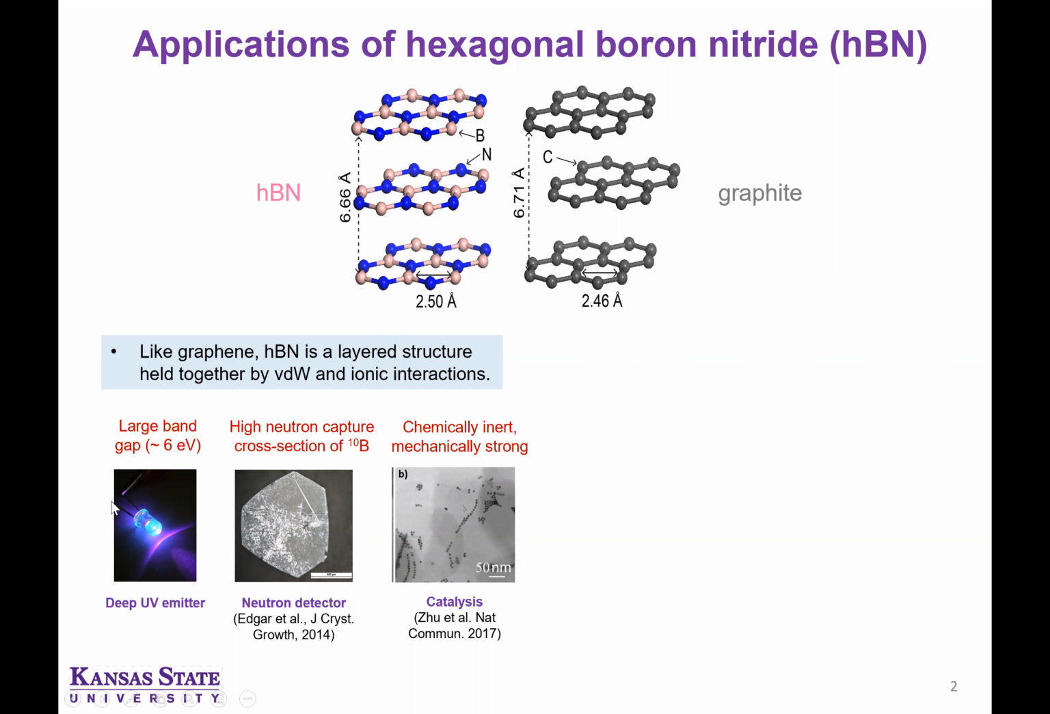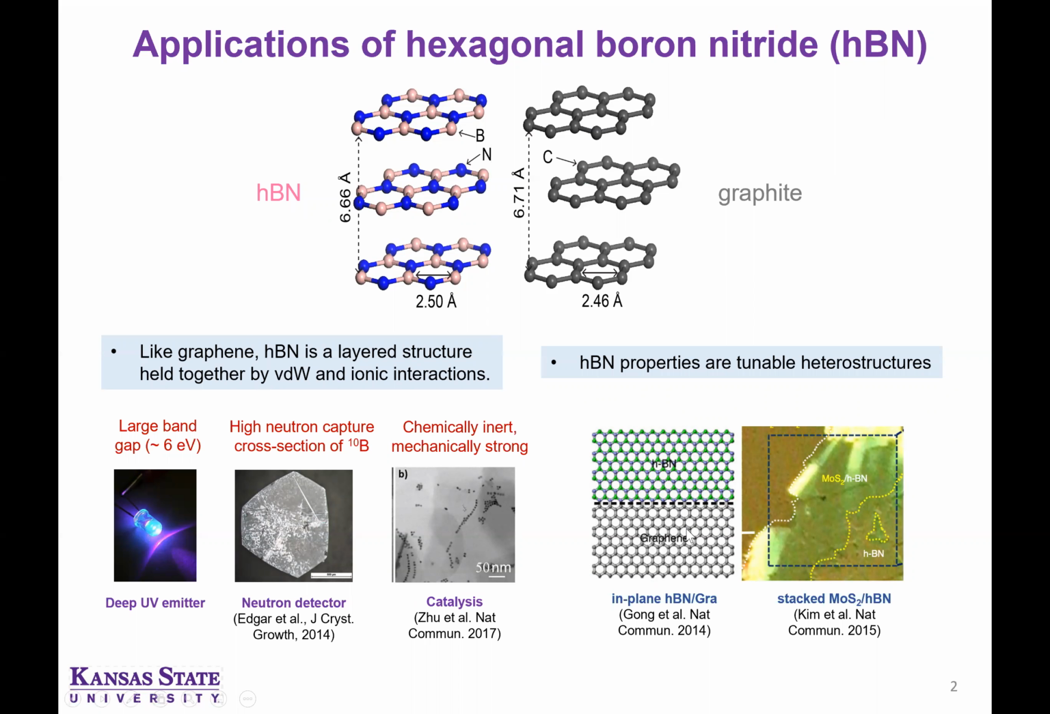However, hBN is a large bandgap material with an energy bandgap of approximately 6 eV and can be deployed in deep UV emitters. hBN can also be uniquely employed to detect irradiation thanks to its large neutron capture cross-section, especially when it contains B10 elements. Recently, hBN has been considered as a catalytic additive material and catalytic support.